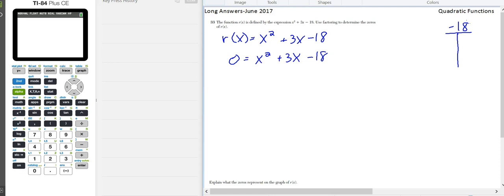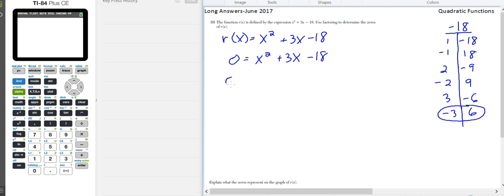Factors of negative 18 are 1 and negative 18, negative 1 and positive 18, positive 2 and negative 9, negative 2 and positive 9, positive 3 and negative 6, negative 3 and positive 6, and that's it. The factors that add up to positive 3 are negative 3 and positive 6. So when factored, the right-hand side of this equation becomes x minus 3 times x plus 6.